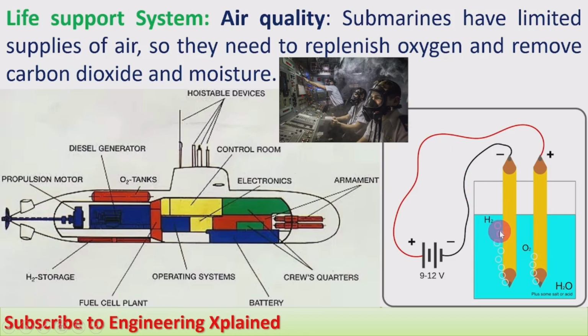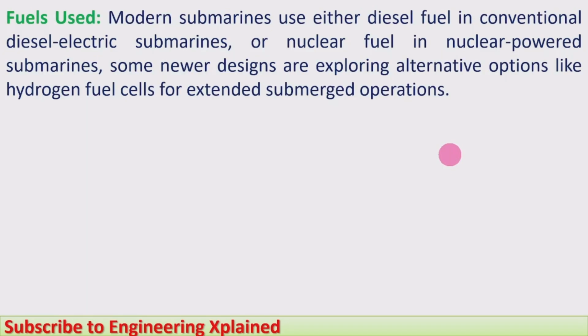And this method is used for supplying air without other fuels also. That we are going to take. This is the life support system, and how it will be maintained. Fuels used. Modern submarines use either diesel fuel in conventional diesel electric submarines or nuclear fuel in nuclear powered submarines. Some newer designs are exploring alternative options like hydrogen fuel cells for extended submerged operations.